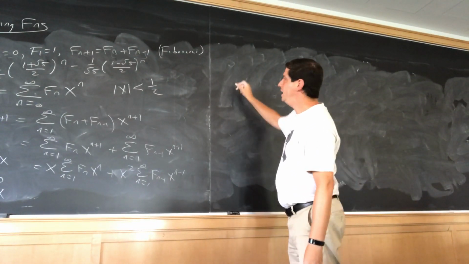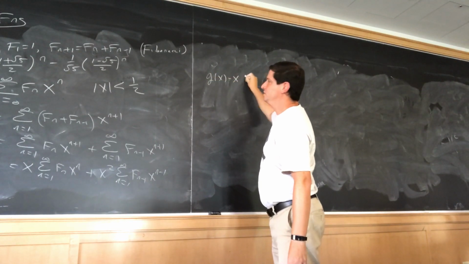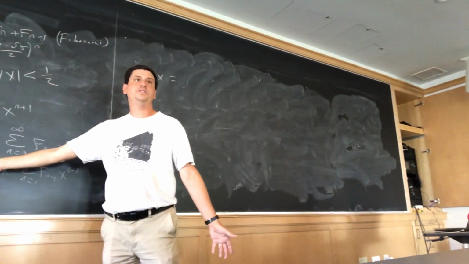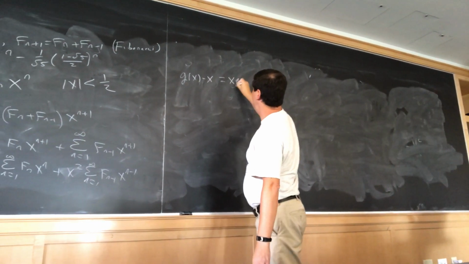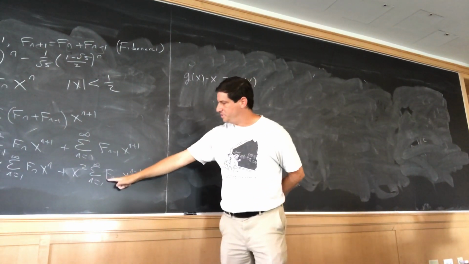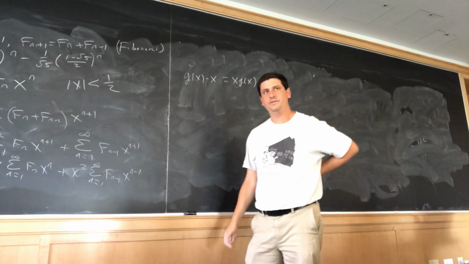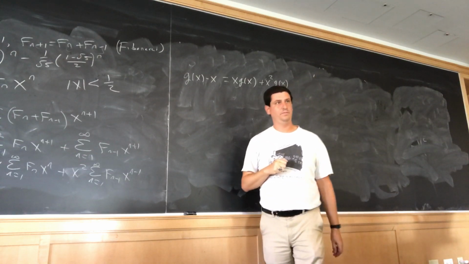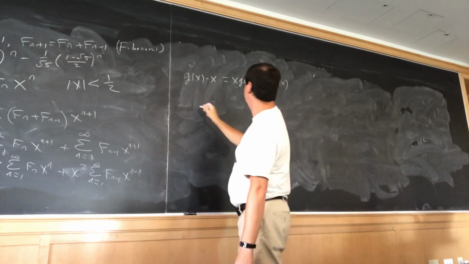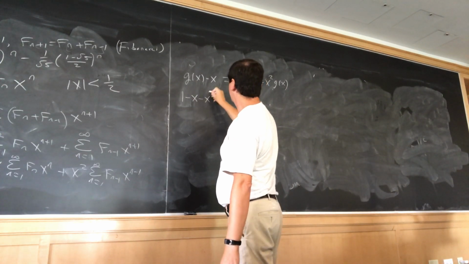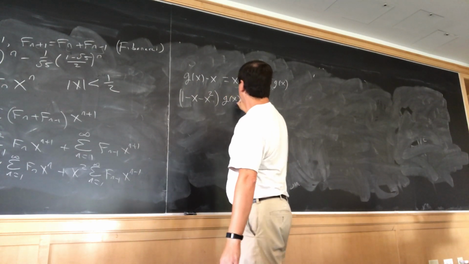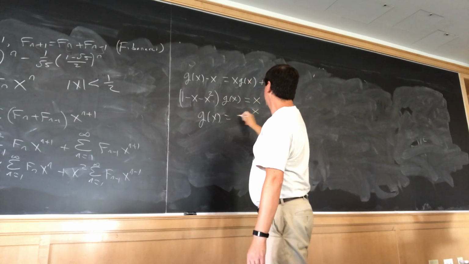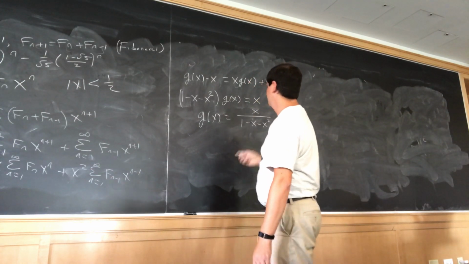Okay, so we now have g of x minus x from the left-hand side. The first term here is, well, when I sum from 1 to infinity, that's really the same as g of x. It's going to be x g of x, and the next term is x squared, and what do I have? I think I also have g of x. So I can bring all the g of x's to one side, so I get 1 minus x squared, g of x is equal to x. So g of x is x over 1 minus x squared.